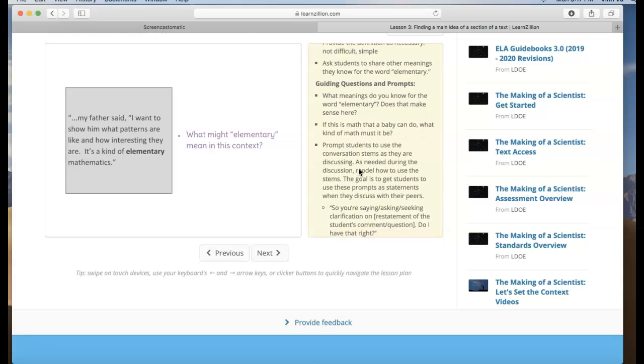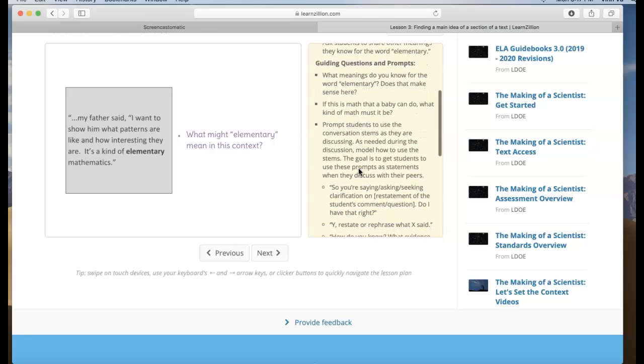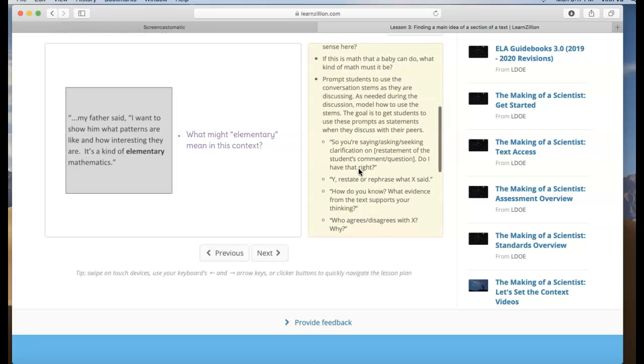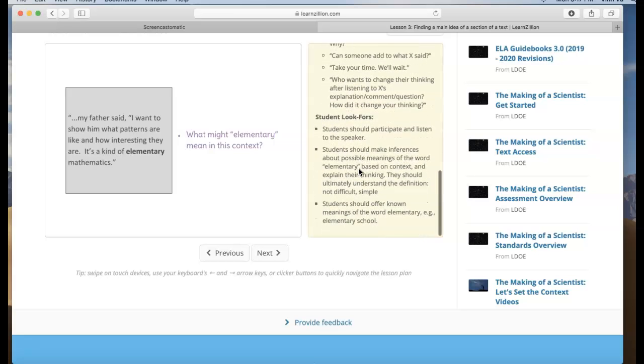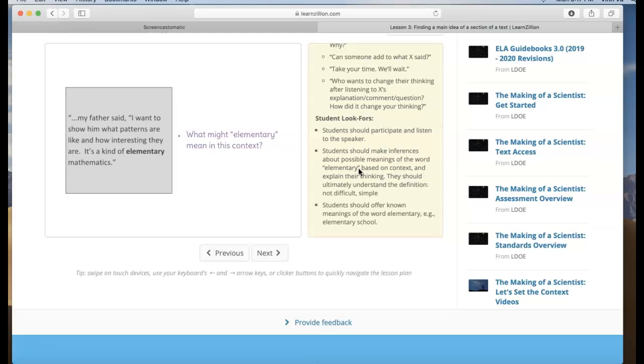What meanings do you know for the word elementary? Does that make sense here? If this is a math that a baby can do, what kind of math must it be? Make sure you know that elementary in this text means not difficult or simple.